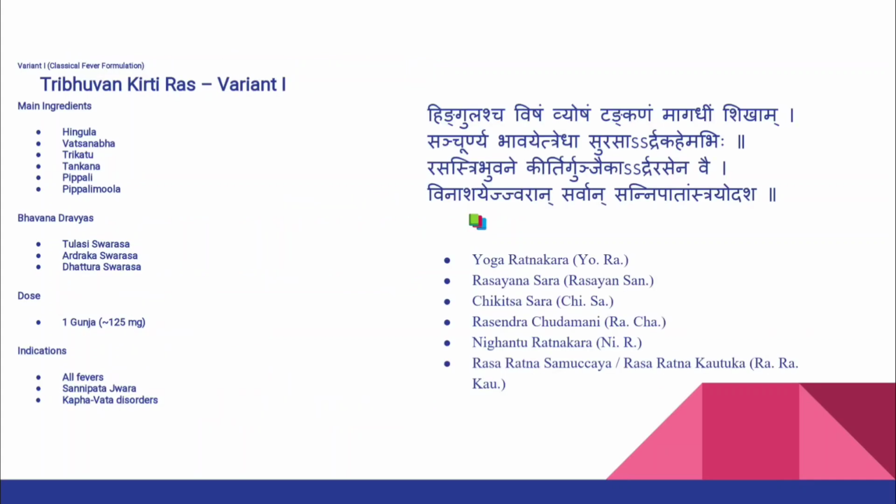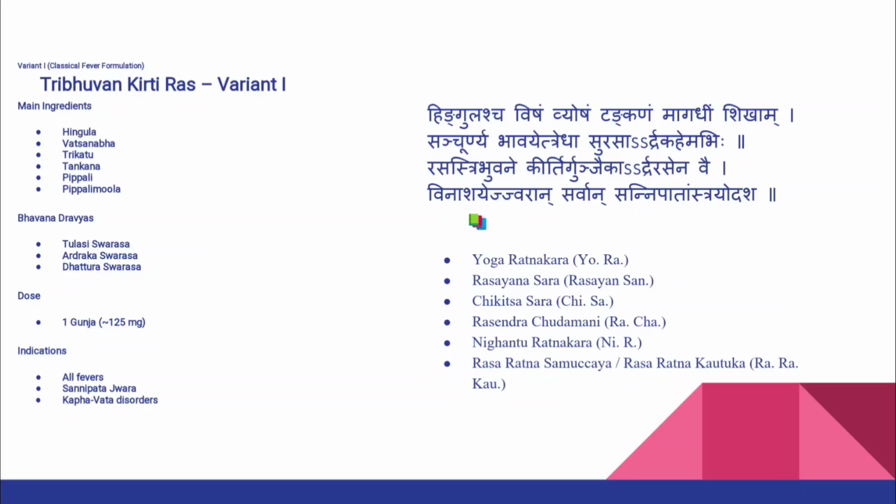Now we see the first variant. References of this first variant are Yog Ratnakar, also Rasayar Sar, Chikitsa Sar, Rasendra Chudamani, Nigantu Ratnakar. Here is the shlok. Hingulascha Visham Vyosham Tankanam Magadhim Shikham Sanchurnya Bhavayet Tredha Surasadrak Hemabhihi Rasas Tribhuvan Kirti Gunjaika Adrak Rasenavai Vinashe Jwaran Sarvan Sannipatascha Trayodasha.